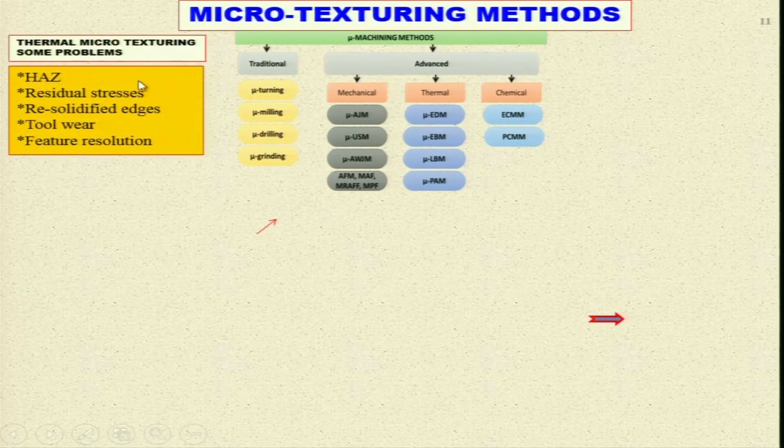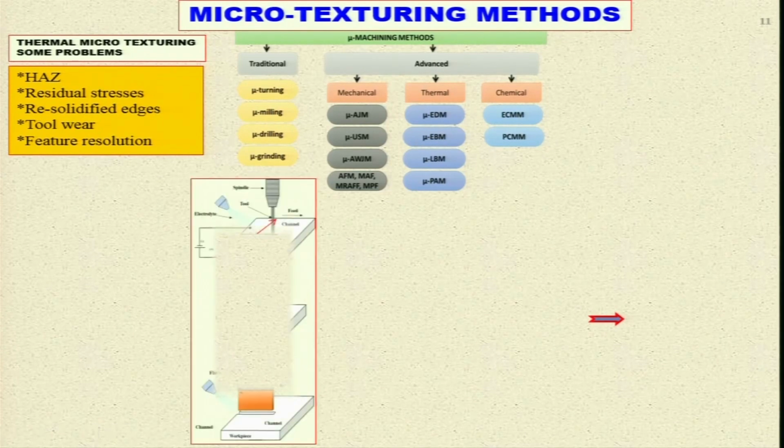Now, thermal microtexturing methods have certain problems, like you get a heat affected zone, HAZ. There are certain residual stresses which remain in the microtextured surfaces. Resolidified edges and surfaces are there. Tool wear is substantially high, and feature resolution depends upon the machining conditions or texturing conditions that you select.